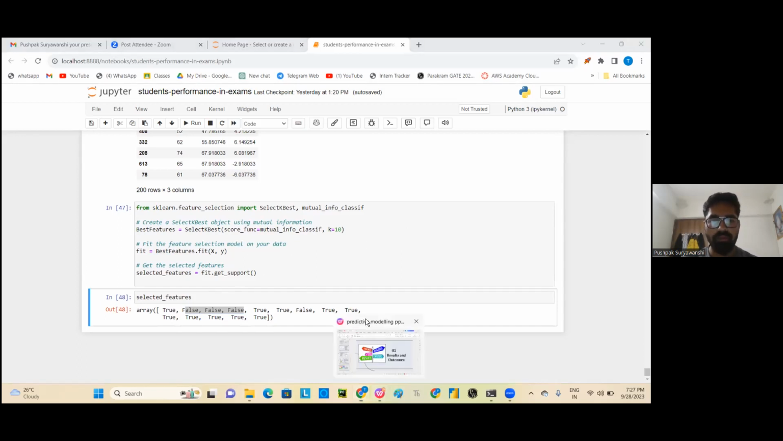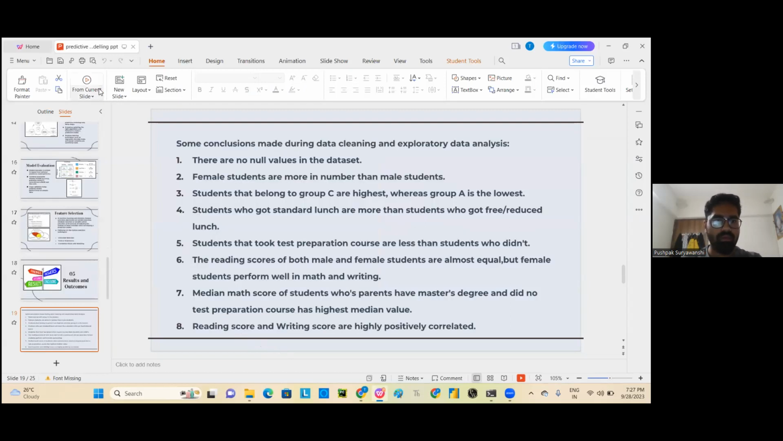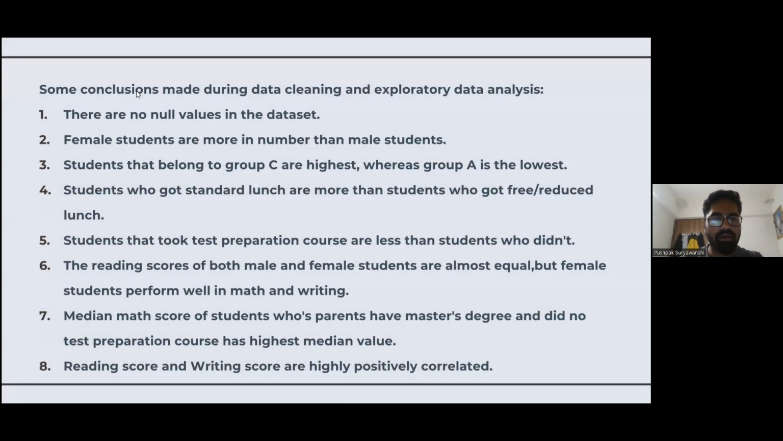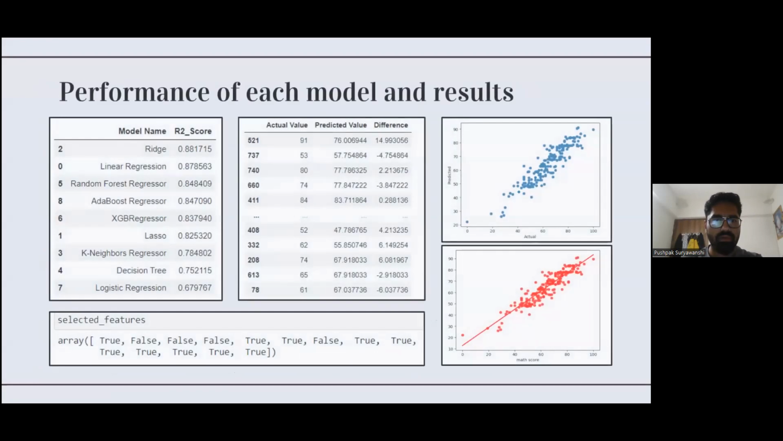So moving back to the PPT, we get these conclusions made during the data cleaning and exploratory data analysis, which we have already seen in the code. So this is the output of all specific subtasks. This is the output of how well a model performs. This is the final output. These are the two plots, and these are the output of the feature selection.